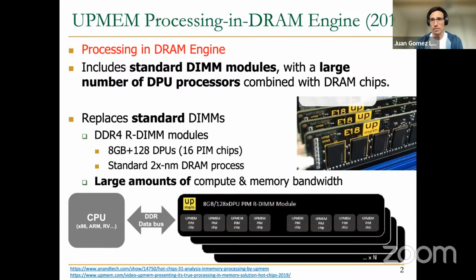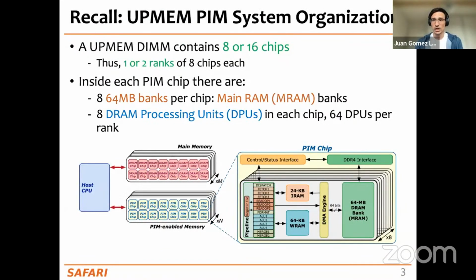The first one was UPMEM, which was, by the way, the first architecture to be commercially available in 2019. This is a DDR4-based architecture where the DIMMs contain typically 8 or 16 chips, and inside each of the chips, we have, in the current generation, 8 DRAM banks, and near each of the DRAM banks, there is a DRAM processing unit or DPU. These DPUs are in-order processors, and they have an in-order pipeline of 14 stages. They read instructions from an IRAM, an SRAM-based memory for instructions, and they read and write operands to a scratchpad that is called WRAM or working RAM.